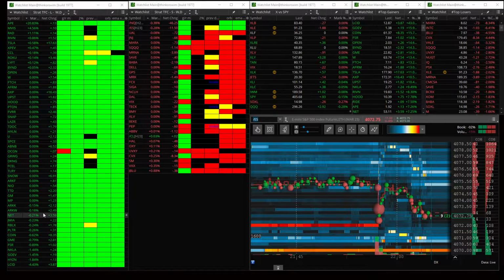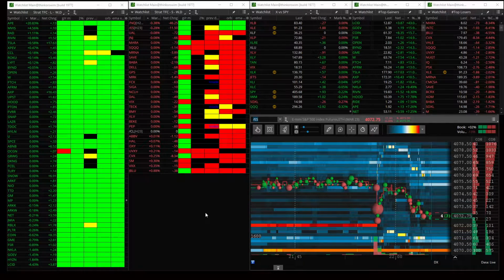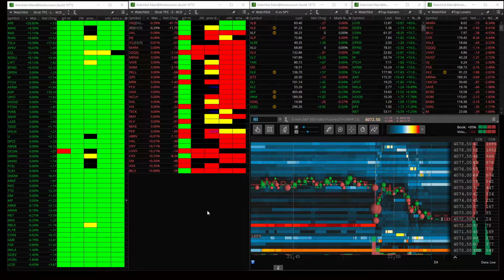To break it down, we do have actually three scans. We have the bull scan, we have the bear scan, and then we have the bulls and bears scan. So the bulls and bears is what you see right here. And this is kind of an all-in-one view. So if you're viewing it on a desktop or a laptop and you have a bigger screen, you can look at everything all at once.